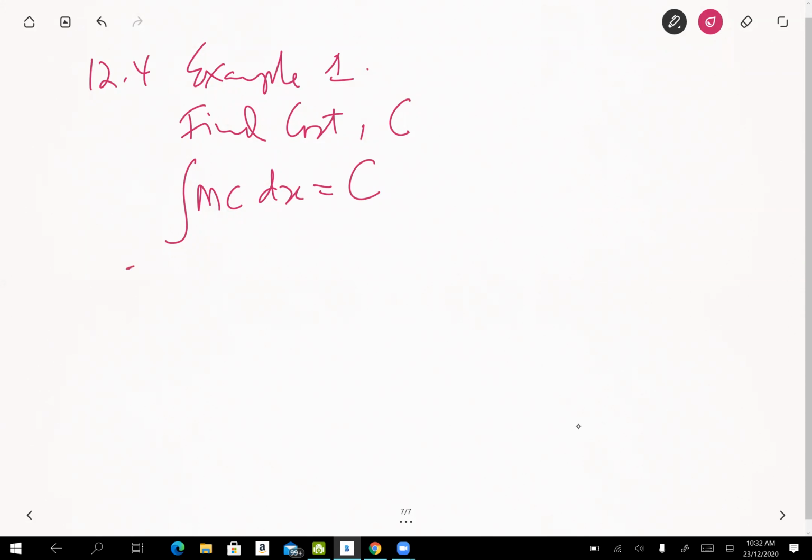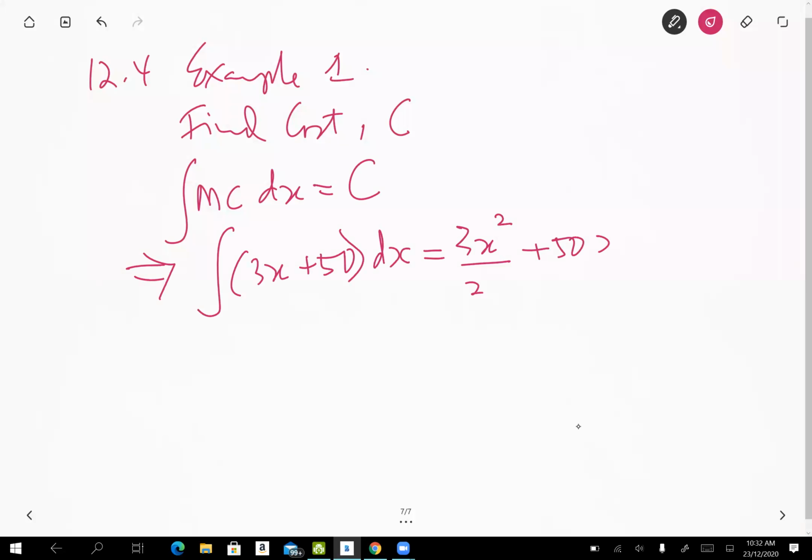So that would be equal to the integration of 3x plus 50 dx. That is the marginal cost given. That is equal to 3x squared over 2 plus 50x. Now here C is cost, so we need to change the constant. So now we use K, where K is the constant. Or we can use K all the way, that's fine.